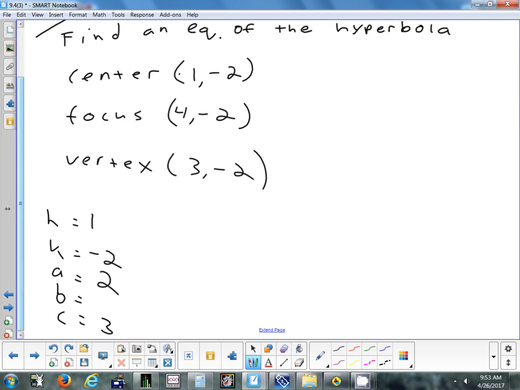How do I find b? Use the formula that looks like the Pythagorean theorem. c squared equals a squared plus b squared. And again, this number pops up. b is the square root of 5. If that's not the Pythagorean theorem, what is it? The hyperbola formula.